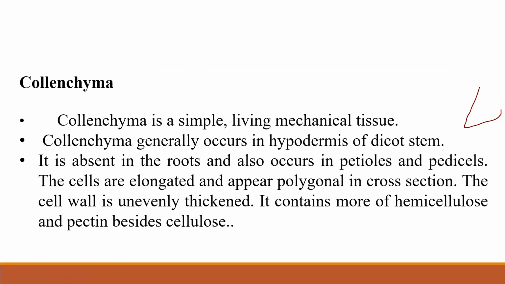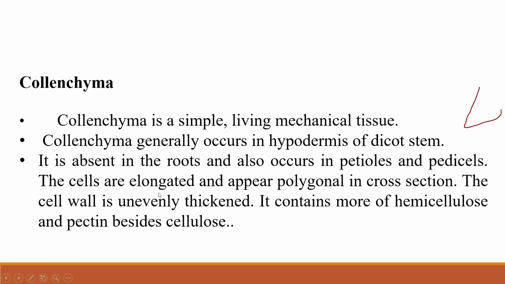So next one is the collenchyma. It is a simple living mechanical tissue, and it generally occurs in the hypodermis of the dicot stem. Generally the hypodermis is made up of collenchyma. It is absent in roots, and also occurs in petioles, pedicels and stalks.